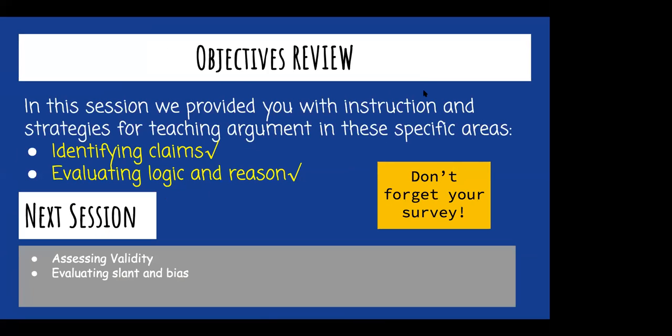So just to review, today we talked about identifying claims, and we talked about how to evaluate the logic and the reason. Because this is a two-part session, you will have to complete a survey for today and for tomorrow. So please don't forget your survey. Tomorrow in our session, we're going to look at assessing that validity and then talking more about slant and bias that we see in the articles and how that plays a role in that validity. So please don't forget to do your survey.